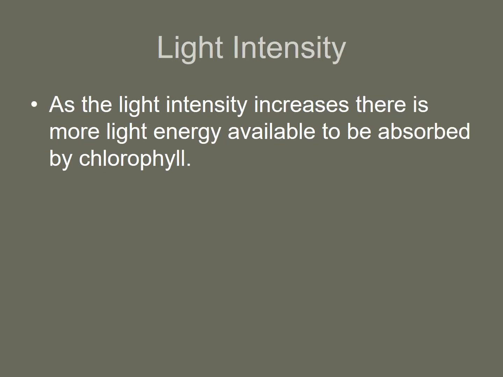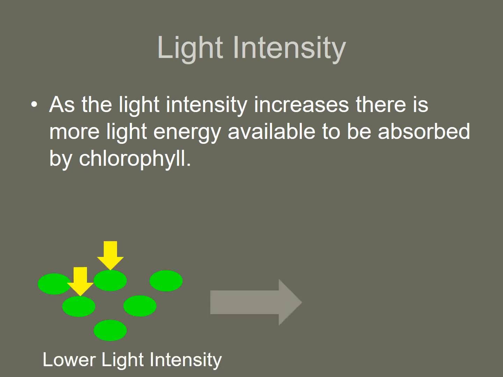Light intensity, remember we talked here about the brightness of the light. So if we have a brighter light, then that means that there is going to be higher light intensity, and so there is going to be more light energy available. That means that the chlorophyll can absorb more light energy, and so we're going to get more photosynthesis as a result. So we can see that down here with this model that I've got.